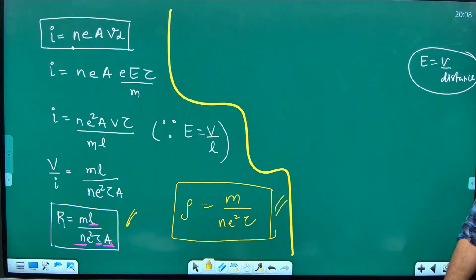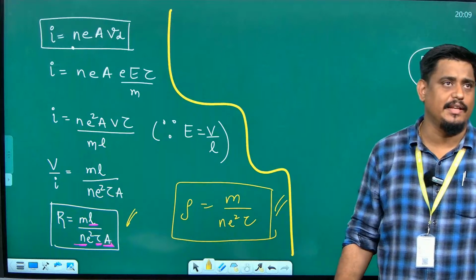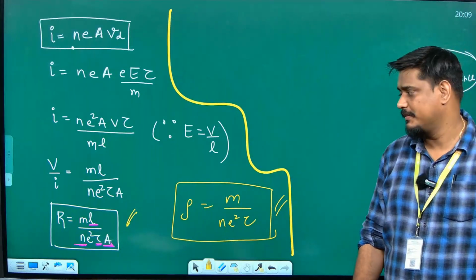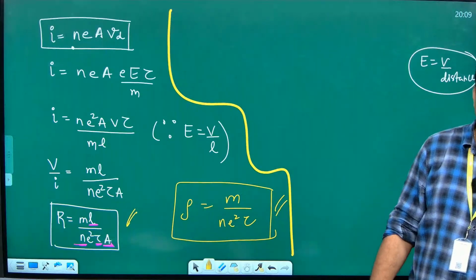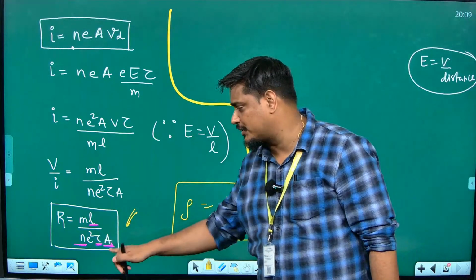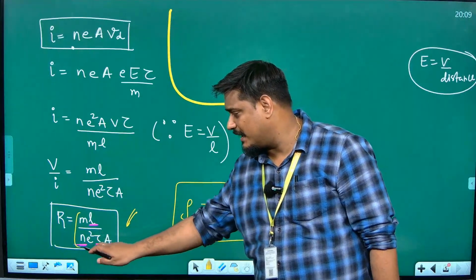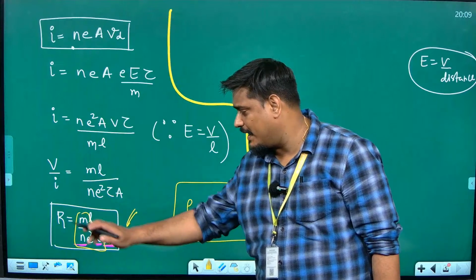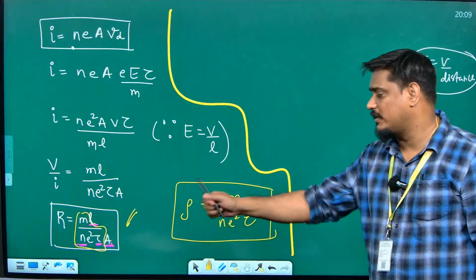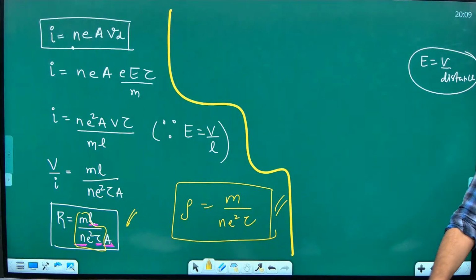I said that resistivity is independent of length and area of cross section. Am I right, Pratap? So I just removed length and area of cross section. I got the term as M by N E square tau. So I wrote that the constant is resistivity, which is M by N E square tau. Okay?